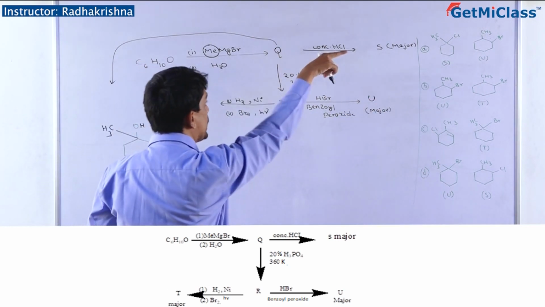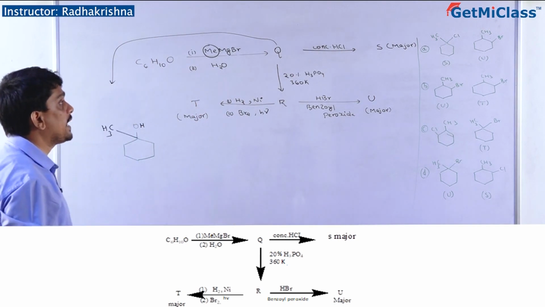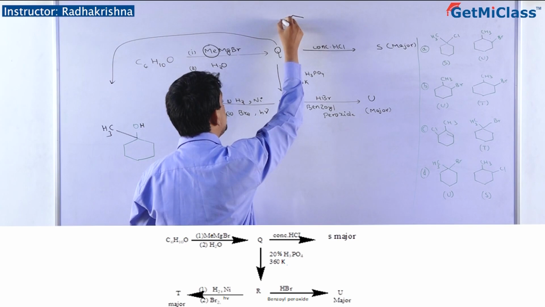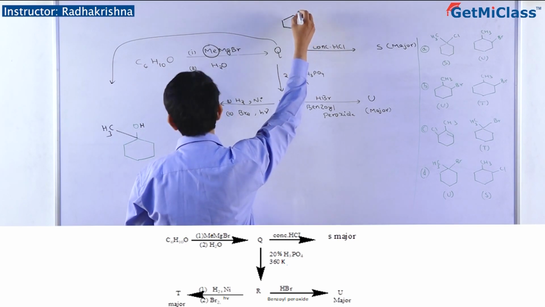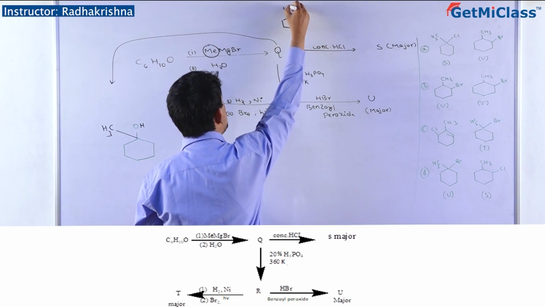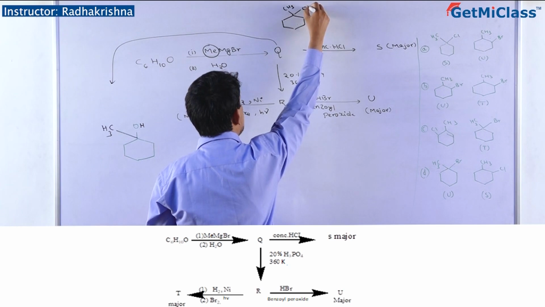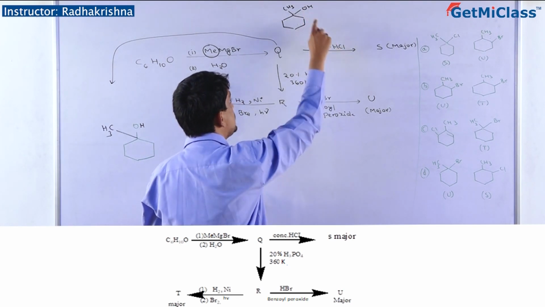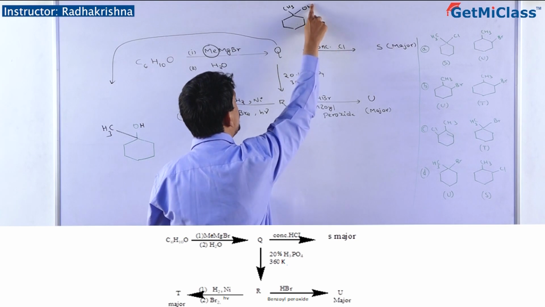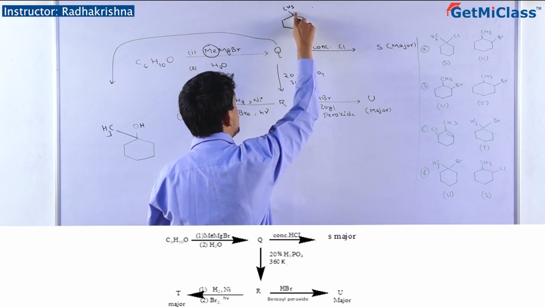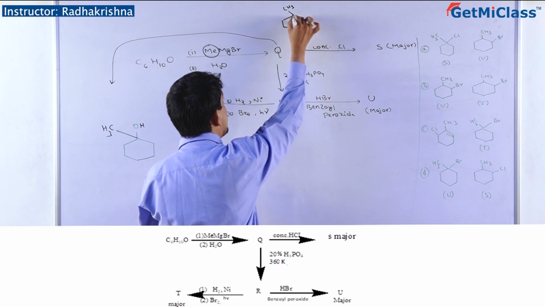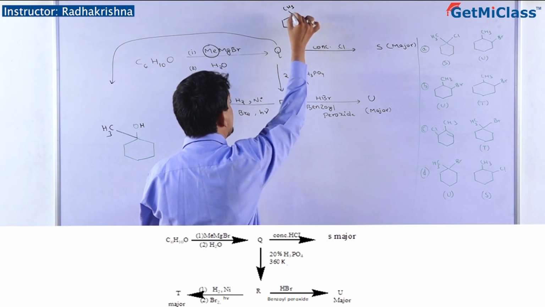Now let's go straight. Q is reacting with a concentrated HCl. I'll just write here the Q. I'm writing CH3OH. It is going to react with a concentrated HCl. I know that this is H plus. This is OH minus, going out as water. Because minus went out, there is a formation of plus. I can see over here the carbocation.